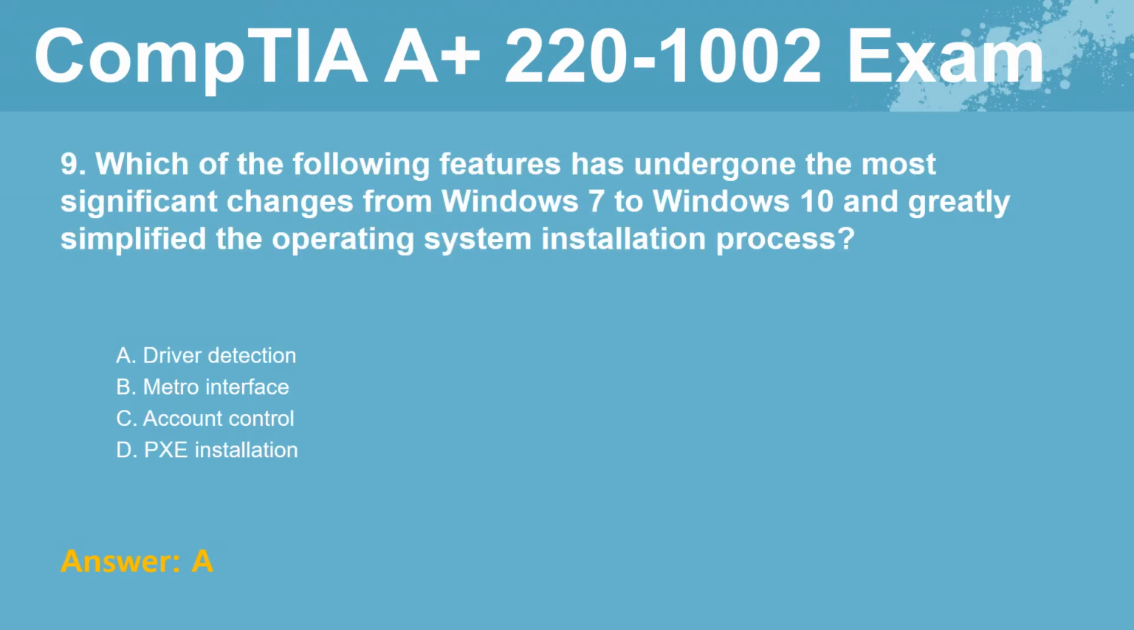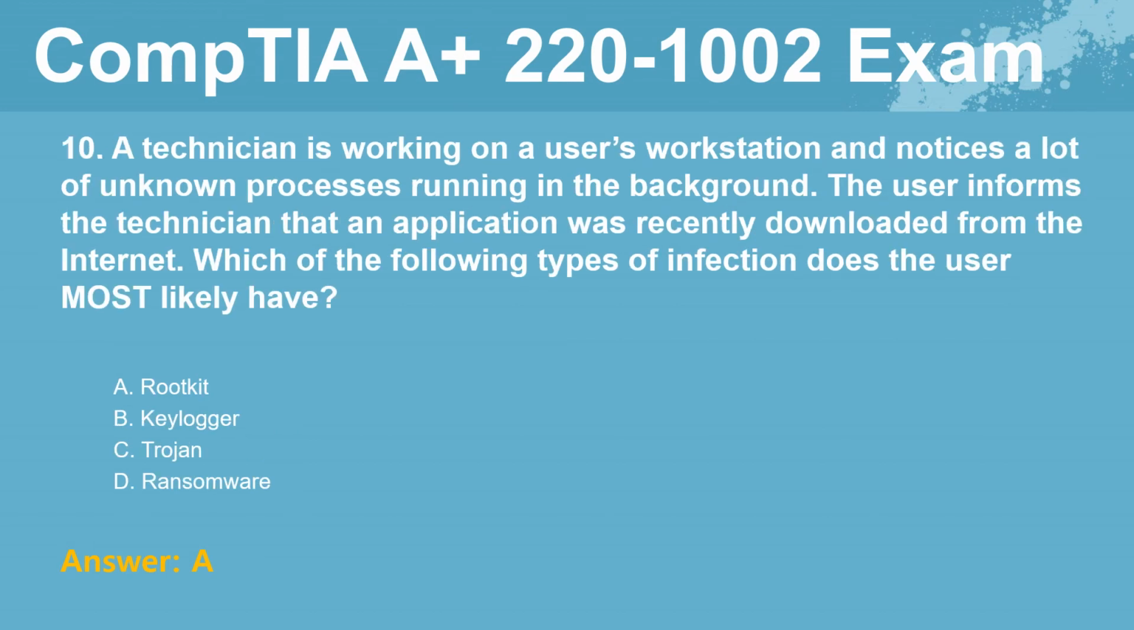9. Which of the following features has undergone the most significant changes from Windows 7 to Windows 10 and greatly simplified the operating system installation process? A. Driver detection. B. Metro interface. C. Account control. D. PXE installation. Answer: A.